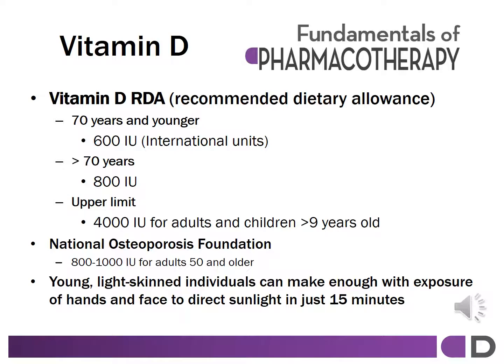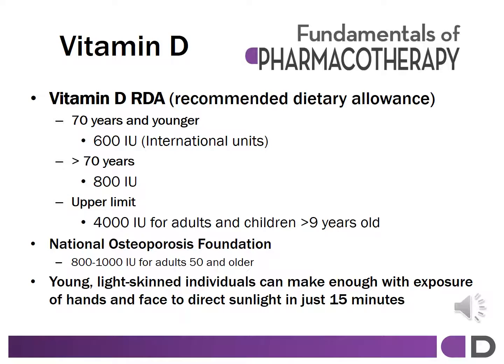While it is difficult to overdose on vitamin D, there is a recommended upper limit set for adults and children over 9 years old, and that is 4,000 international units daily. You will see sometimes people go over this if they are being monitored and their vitamin D level is being tracked by their provider. The body is able to produce its own vitamin D. For younger and fair-skinned people, they can make enough vitamin D in about 15 minutes of direct sun exposure, so the body is pretty efficient.